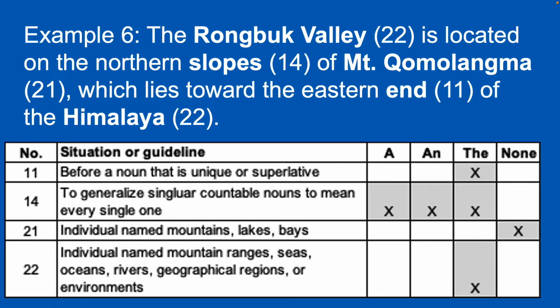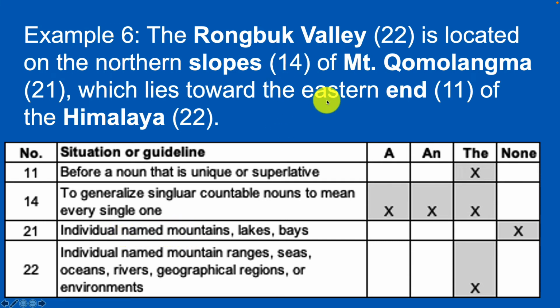On any mountain, there are going to be multiple northern slopes. It's not just one single plain. And so they're generalizing, they're saying that all of the northern slopes are part of this valley. Then we have the mountain. That's a proper name that uses rule number 21. It's an individual named mountain.